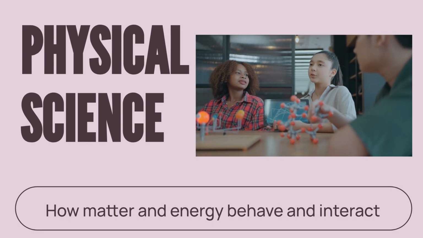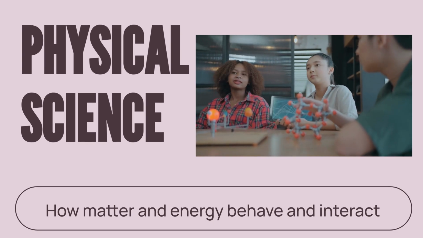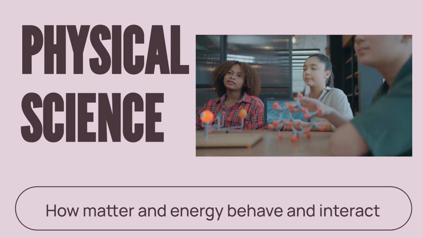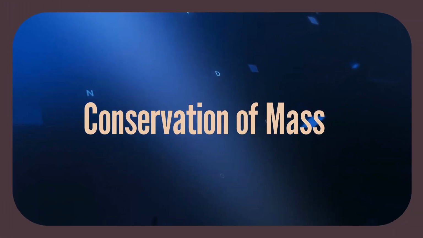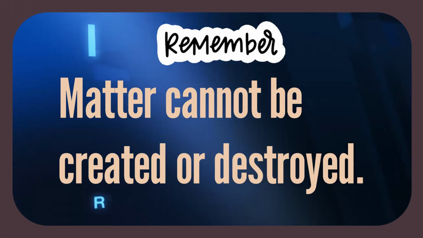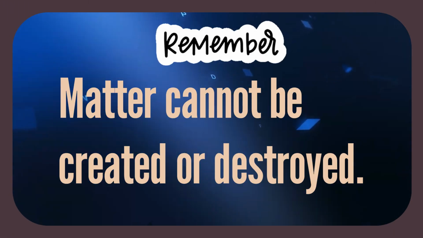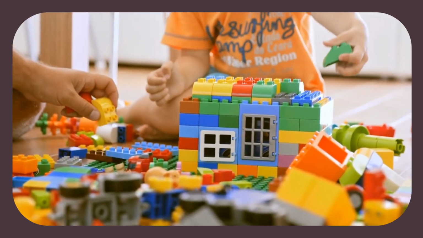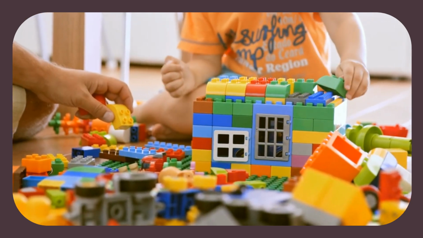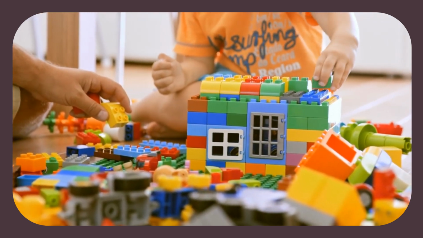Let's kick things off with physical science, the rulebook for everything around us. It's about how matter and energy behave and interact. Rule number 1 is the conservation of mass. You can't create or destroy matter, only change its form. Think of it like Legos. You have a box of bricks. You can build a car, then take it apart and build a house. Those Lego bricks are our atoms.